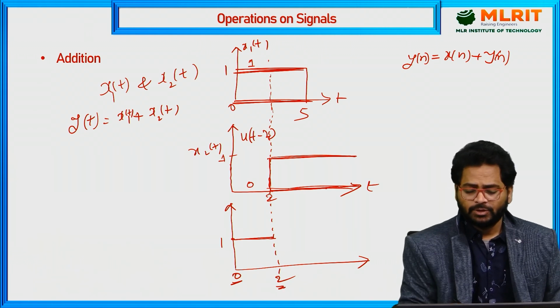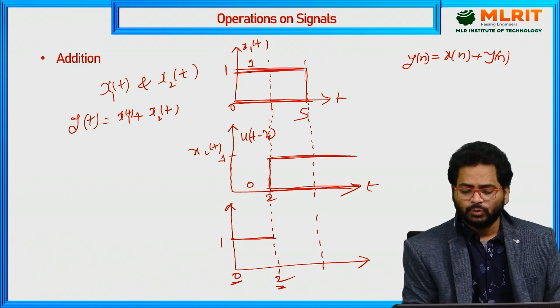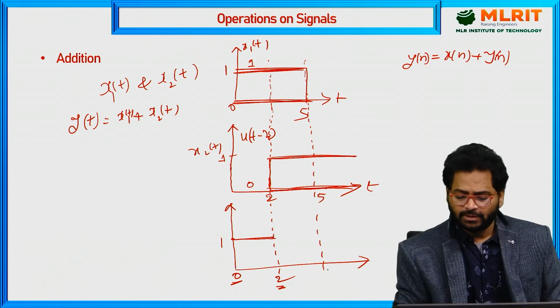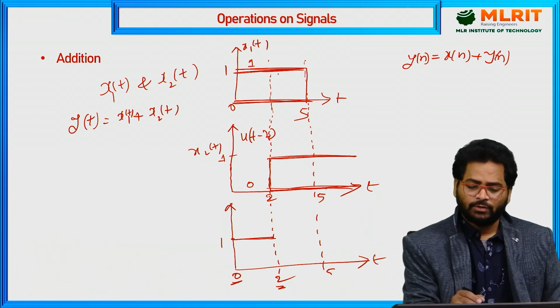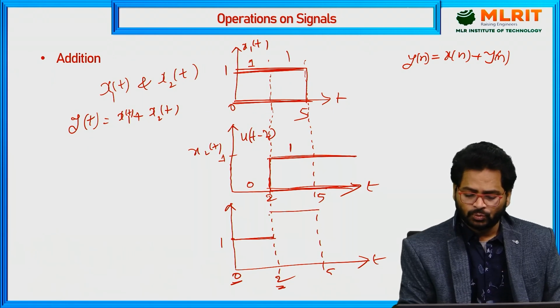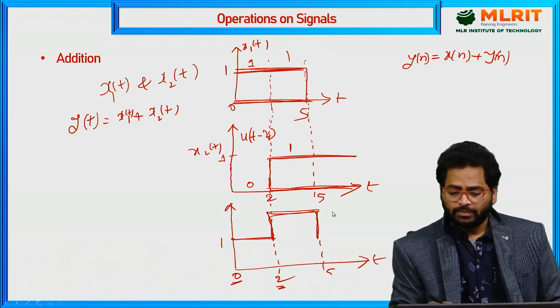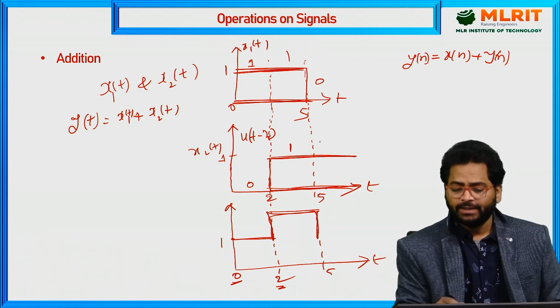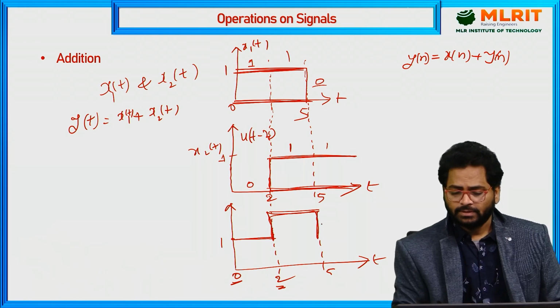Next, from 2 to infinity, again you will have the drop over there. Now from 2 to 5, you have 1 plus this also 1, so 1 plus 1, the amplitude is 2 at this position. Now from 5 to infinity, you will have 0 plus 1, so the amplitude is 1. So this is the resultant signal.